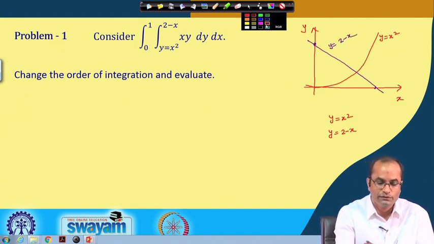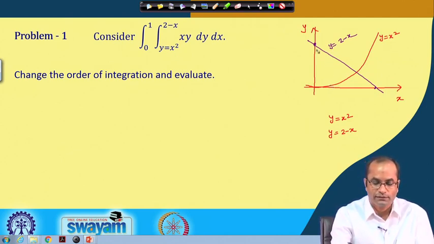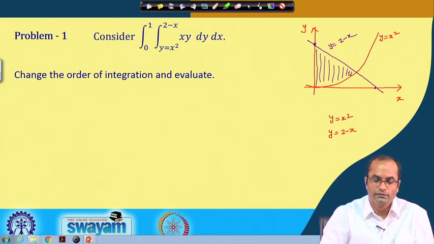So, the region of interest is going to be, because y goes from x square, so this parabola, to 2 minus x. So, this is our region of integration, and now we can easily change the order, but before that we need to find the point of intersection.